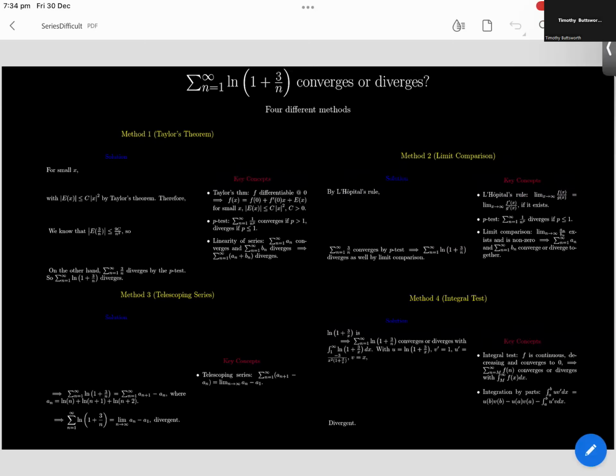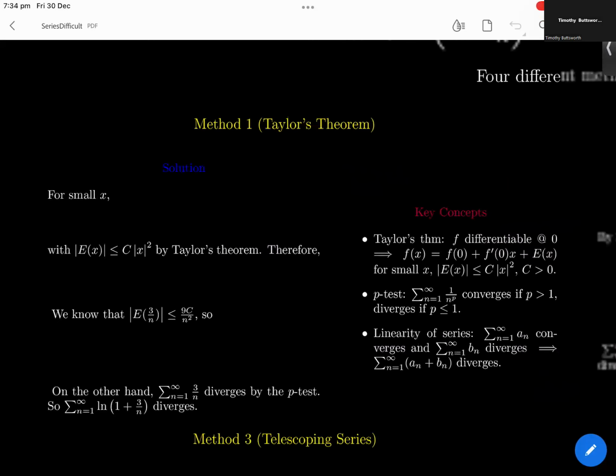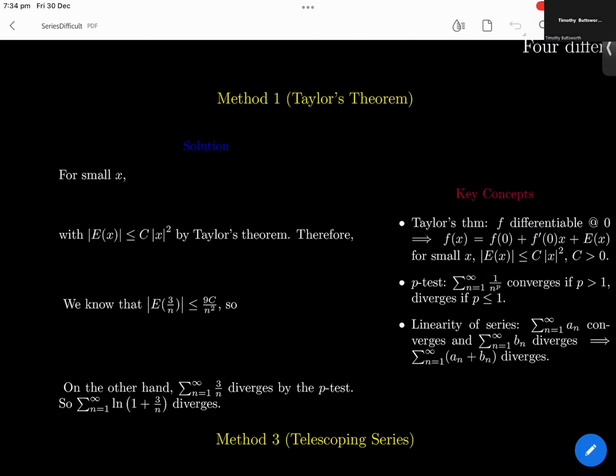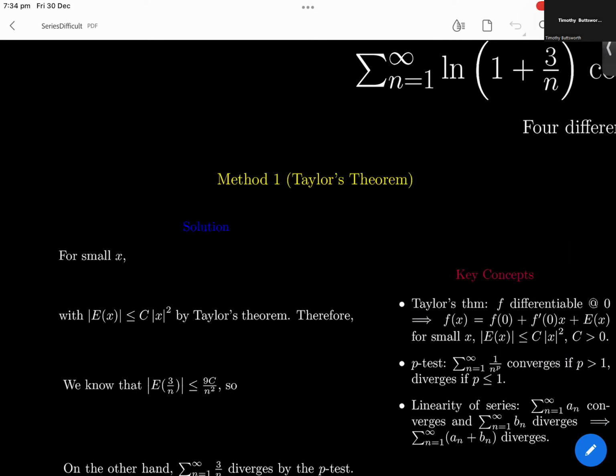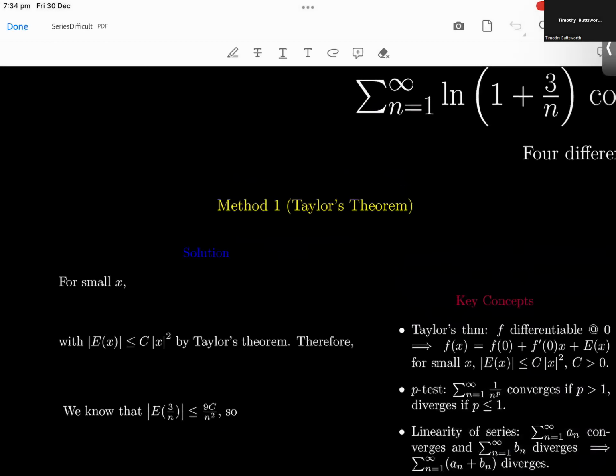The first method that I thought of was Taylor's theorem. So what motivated me to use Taylor's theorem? Well, with the natural logarithm of 1 plus 3 on n, I can spend some time thinking about what I'm actually trying to achieve here. I'm trying to get a solid understanding of these terms for n particularly large. When n is large, this is where most of the important stuff happens.